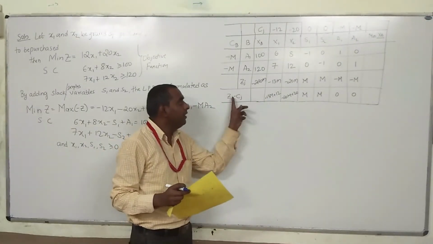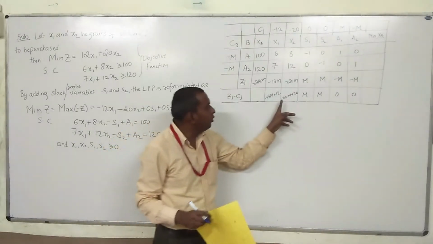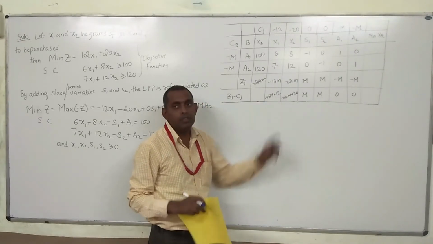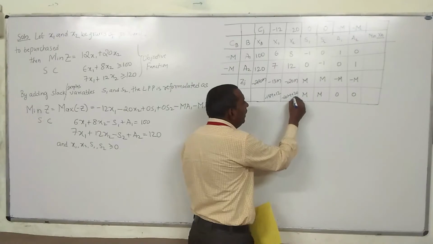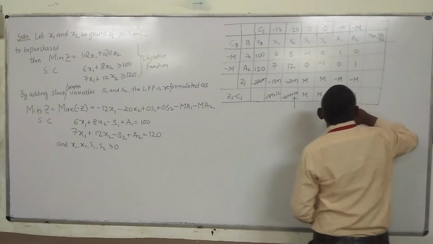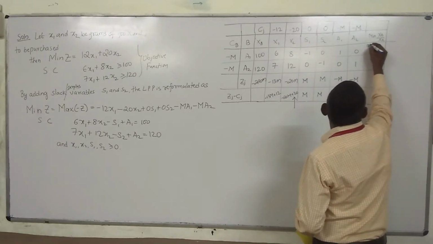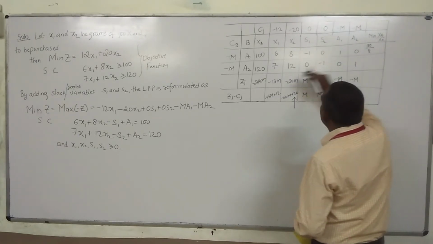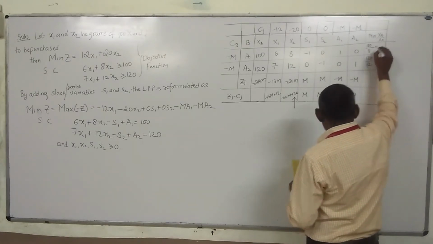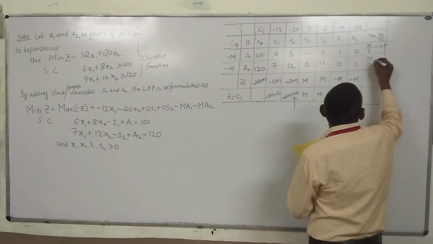So now we need to find the most negative value among the Zj minus Cj. Looking at this, it is minus 13M plus 12, but this one is minus 20M. So this is the most negative value, and this will enter the basis. So now it is XB upon X2. That is 100 upon 8, then 120 upon 12. So what is the value here? It is 12.5, followed by 10.